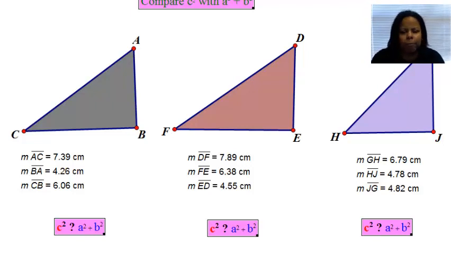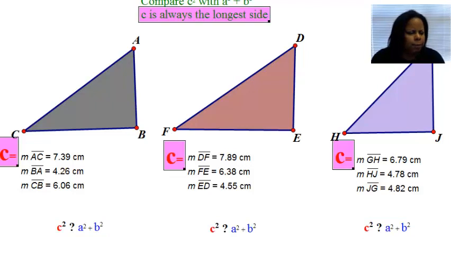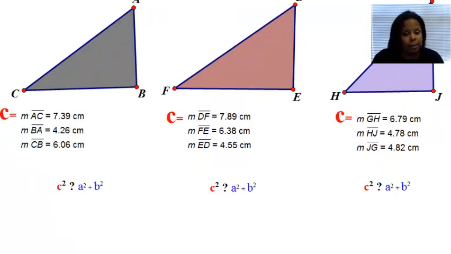So over here, if we take a look, we can see that for each of these triangles, the longest side in this case is AC because it has the longest side length. In this case, it's DF. In this case, it's GH, because these are the longest side lengths of each of the three sides. So in order for us to determine whether or not these triangles are right triangles, now we need to figure out what the sum of a squared plus b squared is.